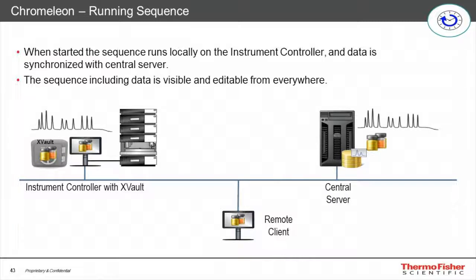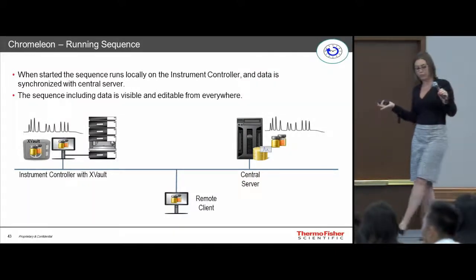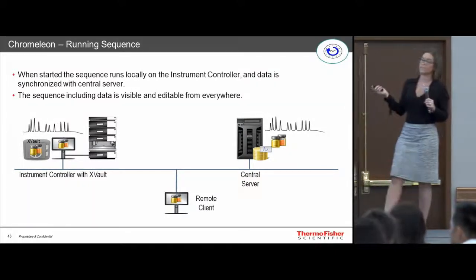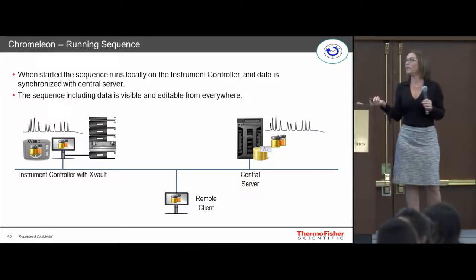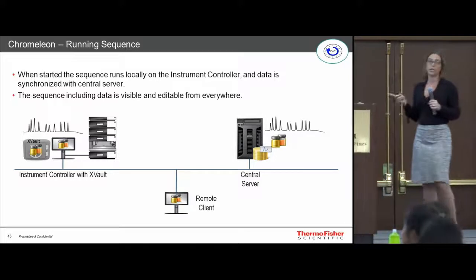So what happens when you start Chameleon in an enterprise environment is that you're going to start on the local X vault, your local instrument controller. And then in a normal environment, everything's up and running, everything's fine. You're going to be able to access that sequence from anywhere. You can edit the processing method, the reporting, anything you need to do from anywhere.